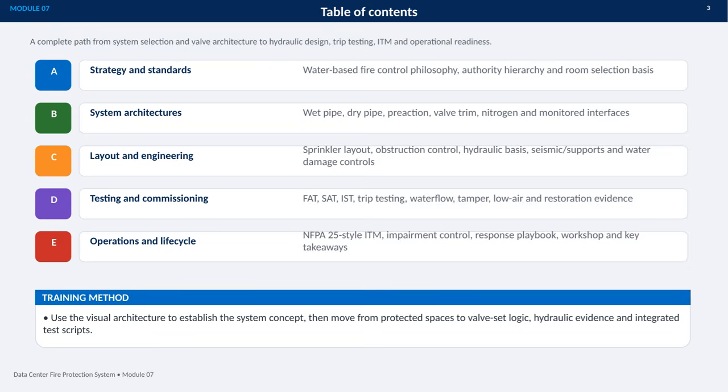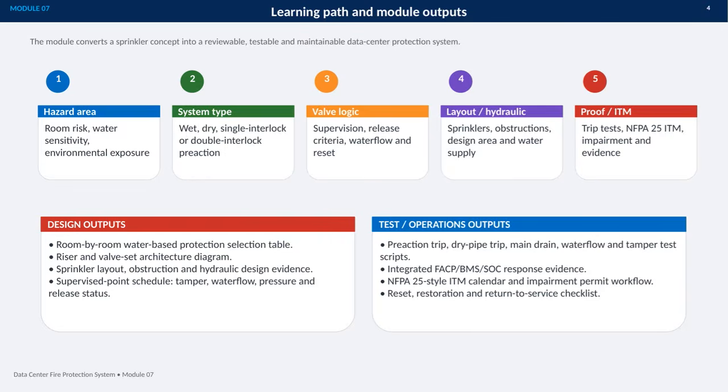Finally, we address operations and lifecycle management, including NFPA 25 style inspection, testing and maintenance, impairment control, response playbooks, workshops, and key takeaways. The training method follows the system visually, from protected spaces to valve logic, hydraulic evidence, and integrated test scripts. This module takes a sprinkler concept and turns it into a protection system that can be reviewed, tested, and maintained in operation.